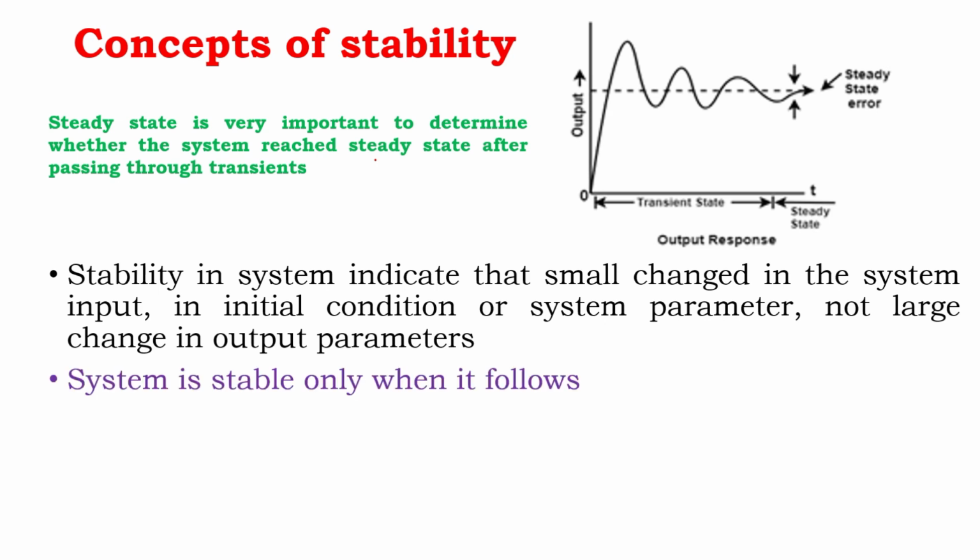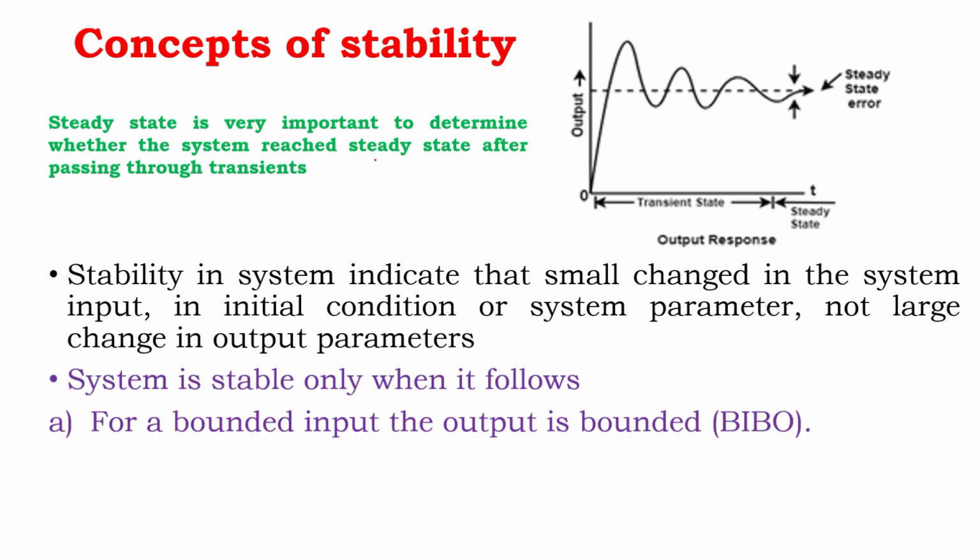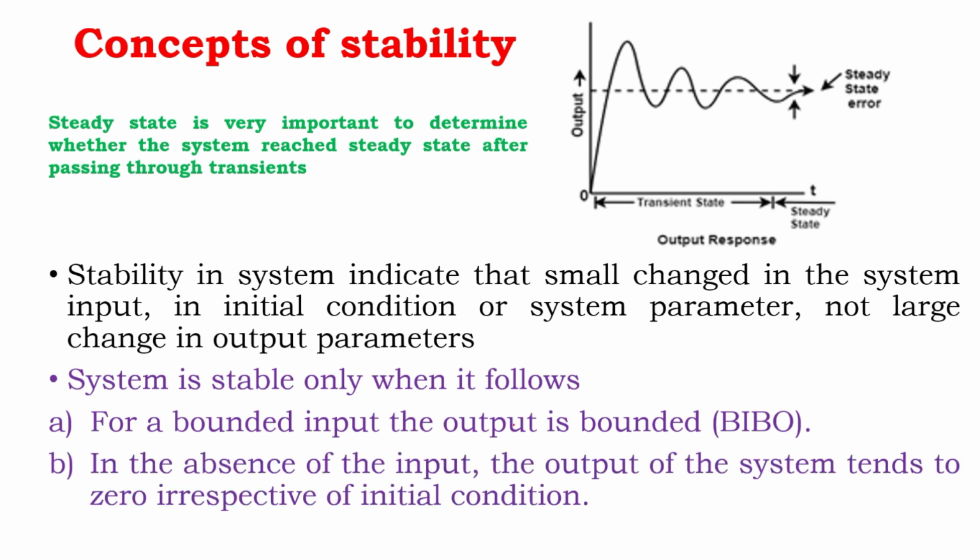To say something about the stability of the system, it has to follow two conditions. The first condition is that the system has to produce bounded output for bounded input, and the second one is that if the input is 0, the output has to move towards 0 irrespective of initial conditions.